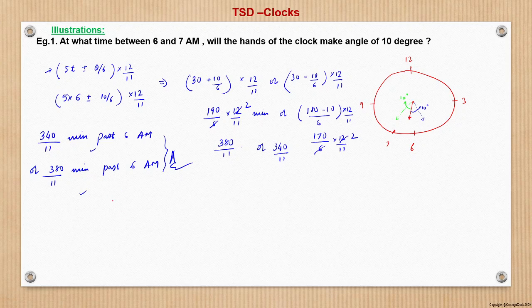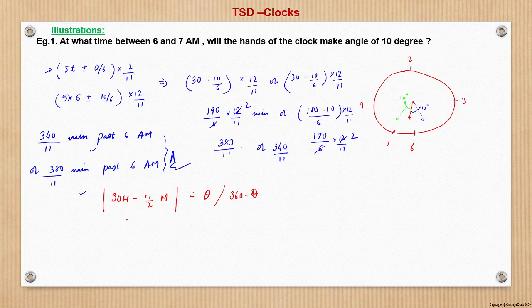that the angle at any point of time between the two hands will be given by the modulus of 30h minus 11 by 2 m. This should be equal to theta, right? Theta or 360 minus theta. It can take any value.